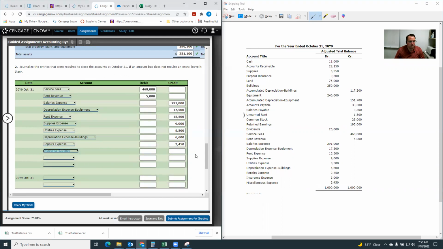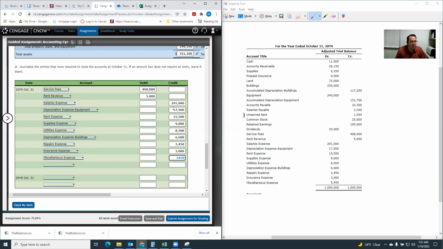Okay, I might have missed one. What did I miss? Let's see. Salaries, depreciation, rent, supplies, utilities, depreciation, the buildings, repairs, insurance. I guess I didn't miss one. Good. And then we have miscellaneous expense. All right. So there's all my expenses.